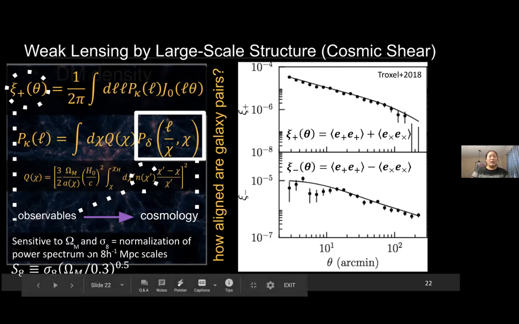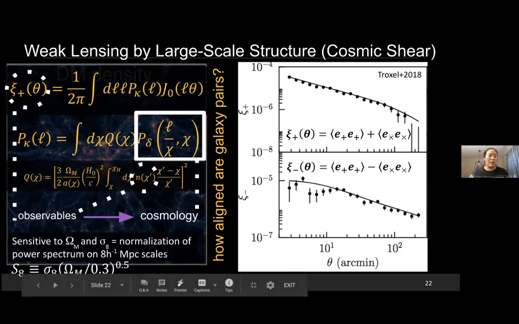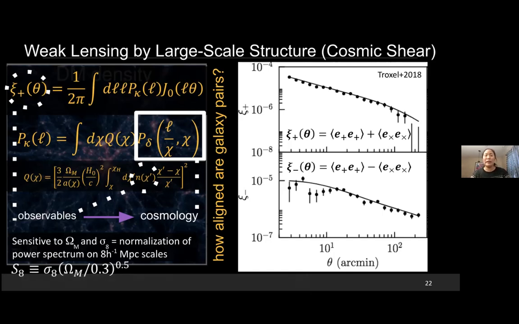And it's probably useful to note that omega matter and this thing called sigma 8 are the two quantities that lensing, this cosmic shear, is most sensitive to. So omega matter is the matter density, as you all know, and then sigma 8 is the normalization of the power spectrum on h inverse megaparsec scales. And oftentimes in the literature, you'll see people use a quantity of capital S8, which is a combination of this sigma 8 and omega matter.